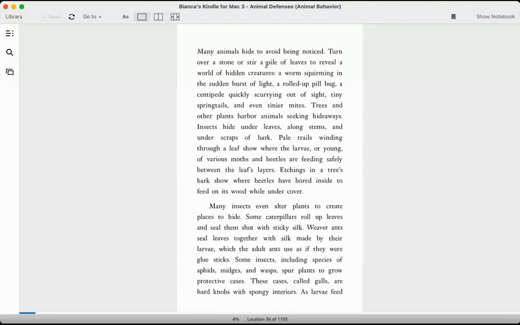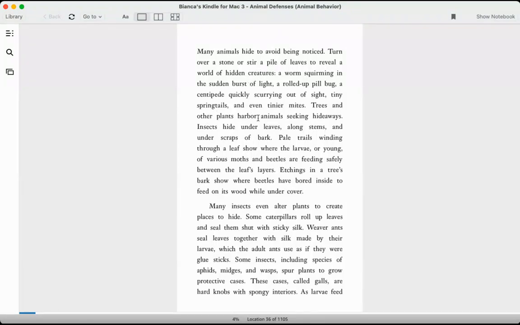Many animals hide to avoid being noticed. Turn over a stone or stir a pile of leaves to reveal a world of hidden creatures. A worm squirming in the sudden burst of light, a world of pale bugs, a centipede quickly scurrying out of sight, tiny springtails, and even tinier mites.